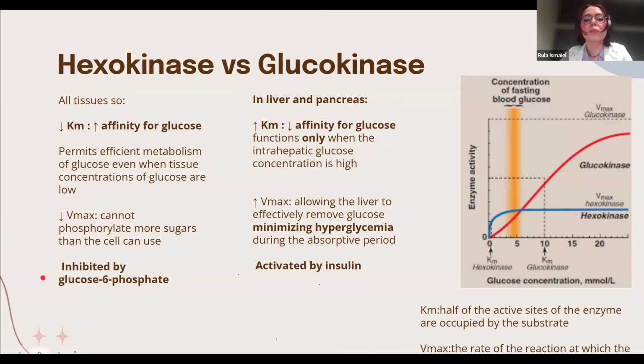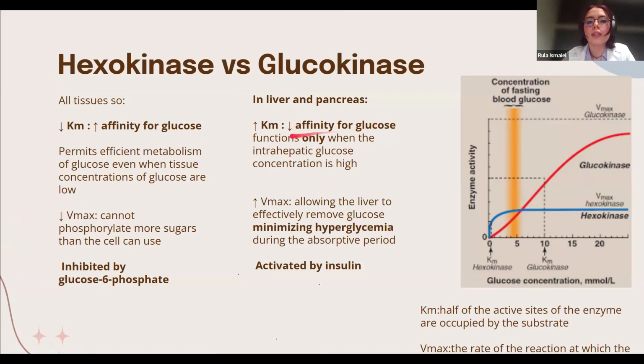And most importantly, it's inhibited by glucose 6-phosphate. The way I like to visualize it is that there's a lot of glucose 6-phosphate, and it tells the enzyme, tells hexokinase, hey, we have enough. There's no need for more. Please stop. So that's how it's inhibited.